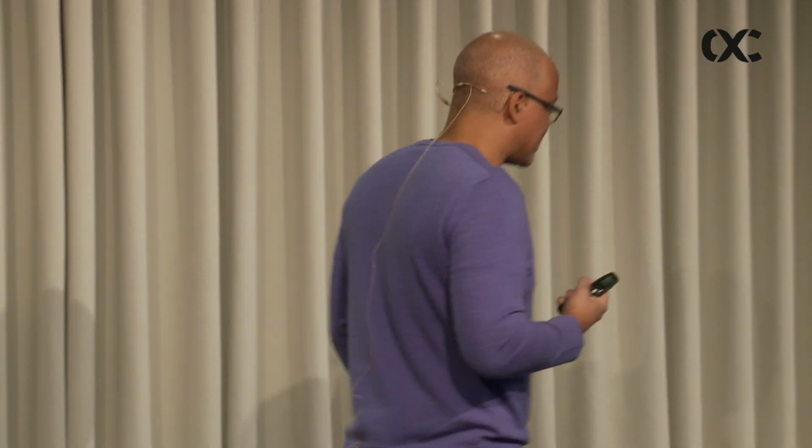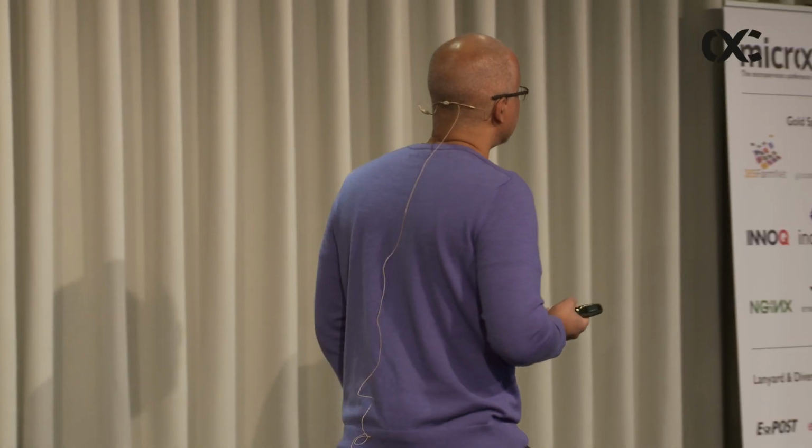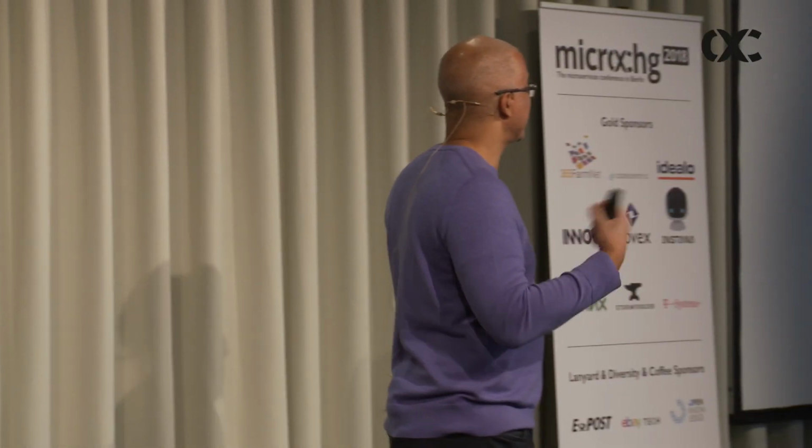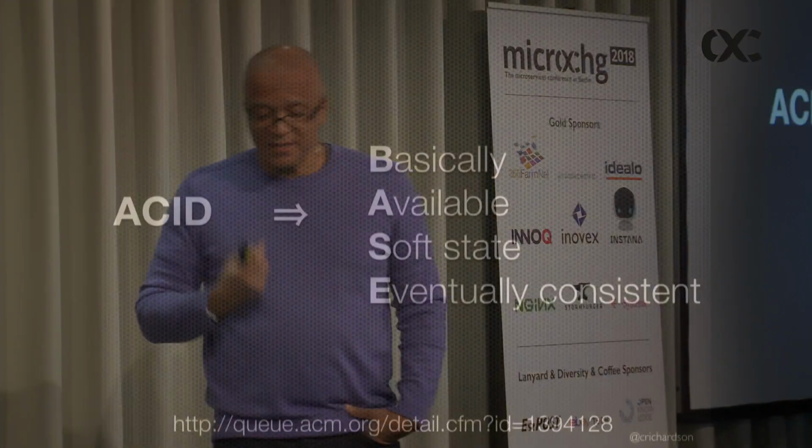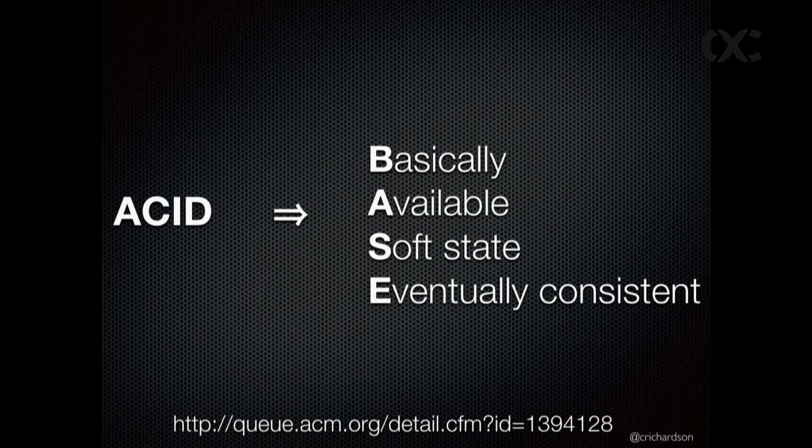And someone coined the phrase BASE model for transactions: basically available, soft state, eventually consistent. It's an interesting acronym. I don't know whether it's entirely caught on, but it's saying that in these modern systems, we're not going to use ACID in quite the same way. We're basically using an eventually consistent model. And that's what leads into the idea of a saga.